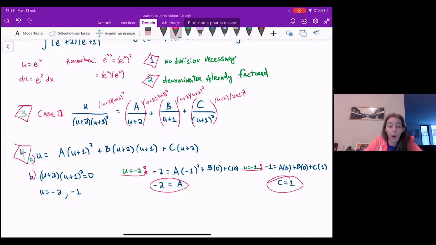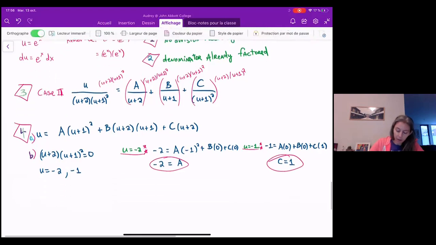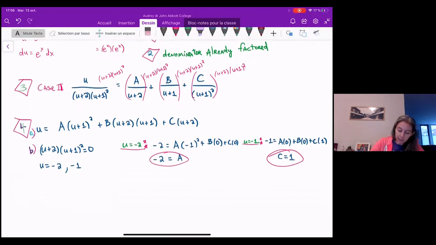Remember, with case 2, I then pick a u value of my choice, like maybe u is equal to 0, because that's a super easy number to plug in. I replace a and c, and then I solve for the remaining constant. So u is equal to 0, and I will get 0 is equal to a was negative 2 times 0 plus 1 squared, so that's 1 squared, plus b is what I'm looking for.